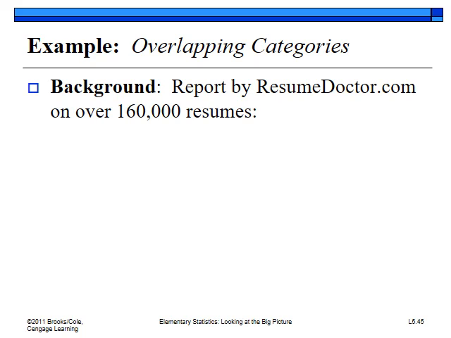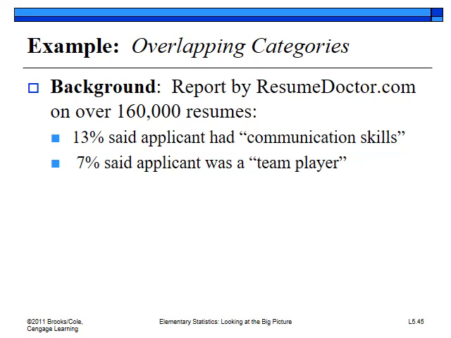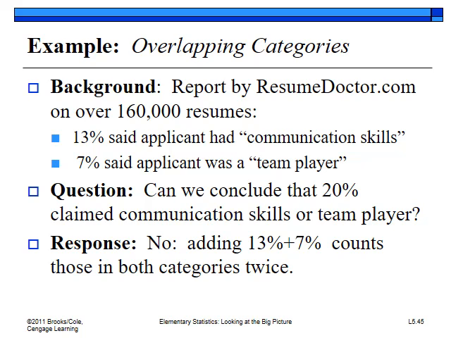A report by ResumeDoctor.com that considered over 160,000 resumes found that 13% said the applicant had communication skills, while 7% said the applicant was a team player. Can we conclude that 20% claimed one or the other? After all, 20% is what we get when we add 13% to 7%. Well, the answer is no. If you add the 13% and the 7%, people who had both listed on their resume would get counted twice. This is something we'll learn how to deal with later on.